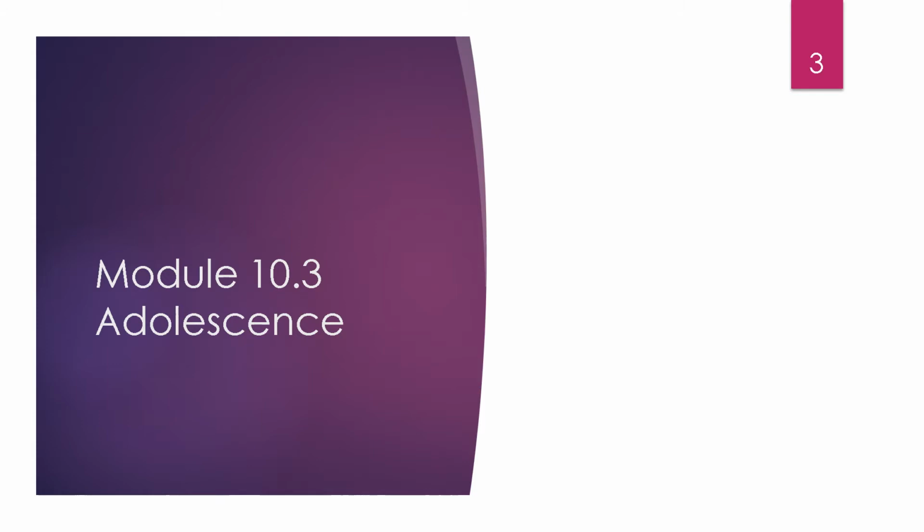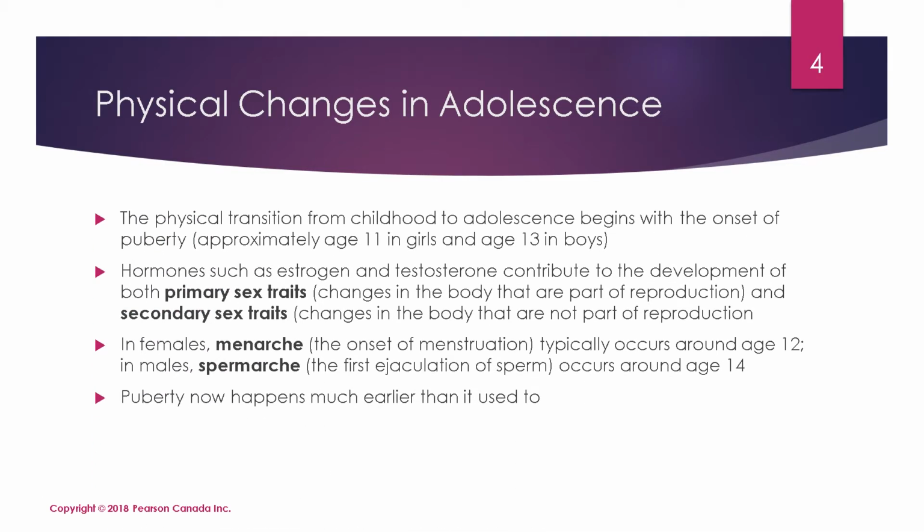So, Module 10.3 is just named Adolescence. First, we'll talk about some of the physical changes in adolescence because, of course, those are some of the most prominent features that you'd probably notice. So, the physical transition from childhood to adolescence begins with the onset of puberty. It occurs at approximately age 11 in girls and age 13 in boys, but of course we know that that's very variable depending on the person.